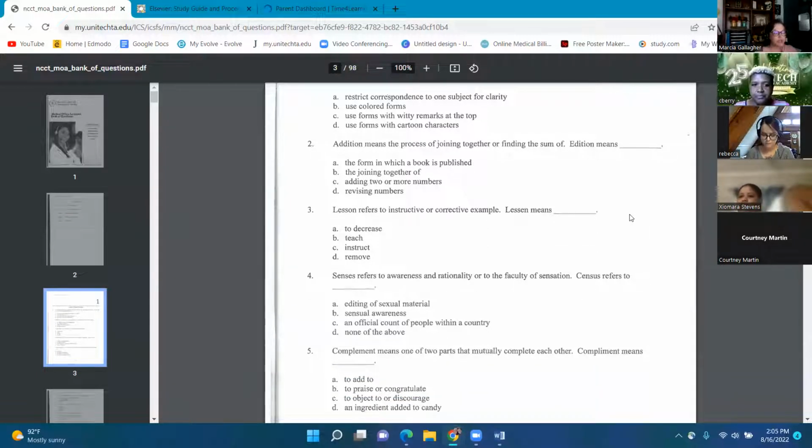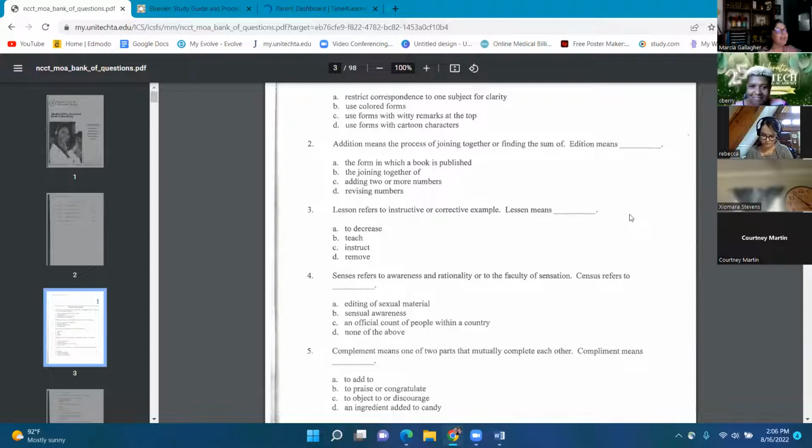All right, so number 2, we're going to go into some spelling and meanings. Does it seem like we should do this? Well, because it's front office and correspondence based a lot of times, we have to. So just bear with it. So addition means the process of joining together or finding the sum. Edition means the form in which a book is published. Have you guys ever heard of like the 14th edition of your Ken's manual?